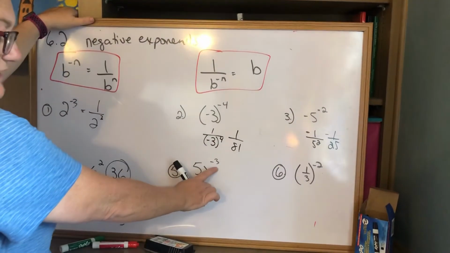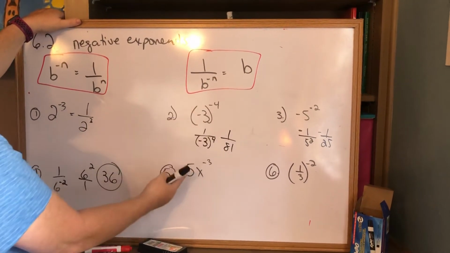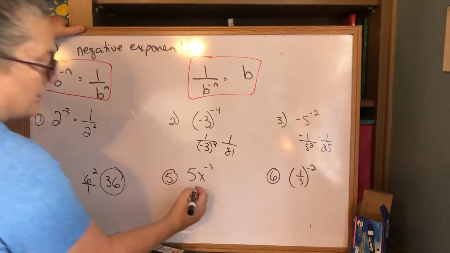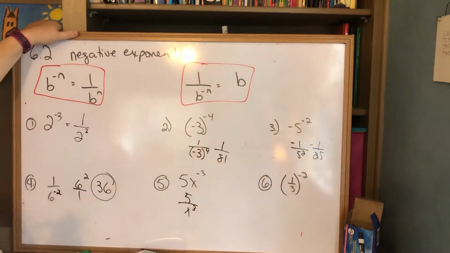Here, what is being affected by the negative 3? Just the x. Remember, it has to be in parentheses to include anything out there. So this would be 5 over x cubed is how we'd simplify that.